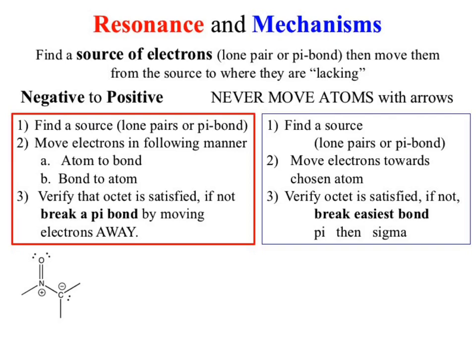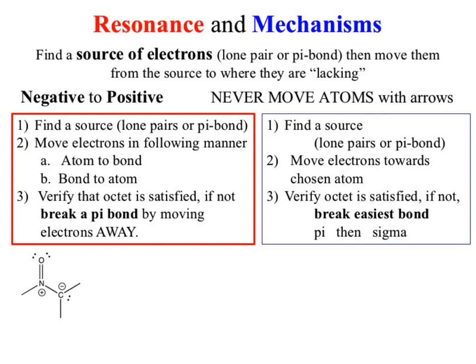Okay? So if we think about resonance, we find our source of electrons, which is either our pi bonds or lone pairs. Right? We move them from atom to bond or bond to atom. Remember, we have the last kind of option in there. Bond to bond. Okay? And it's from one bond to an immediate bond next to it. We're not jumping across multiple parts of the structure. We would verify that our octet was satisfied. If not, we'd break a pi bond by moving electrons away from them.